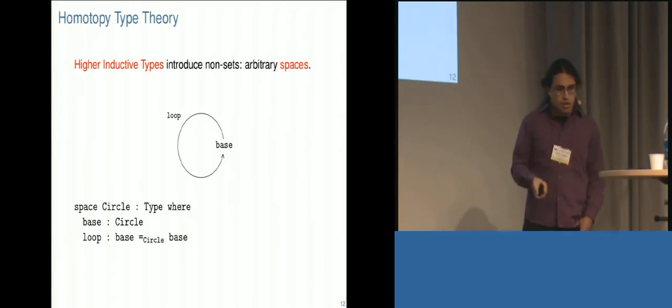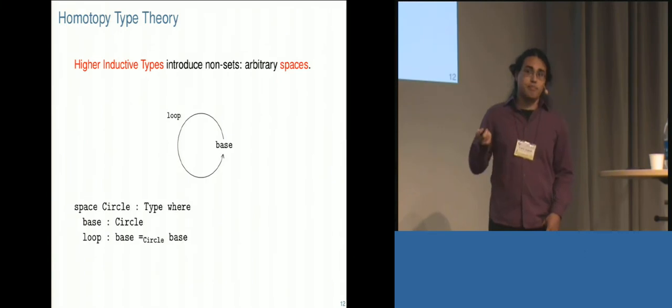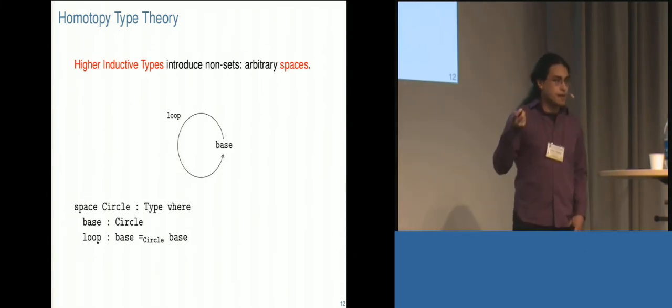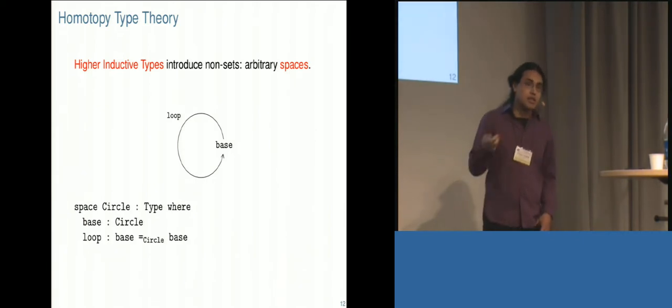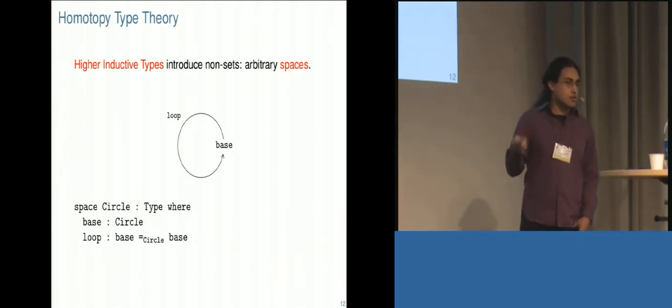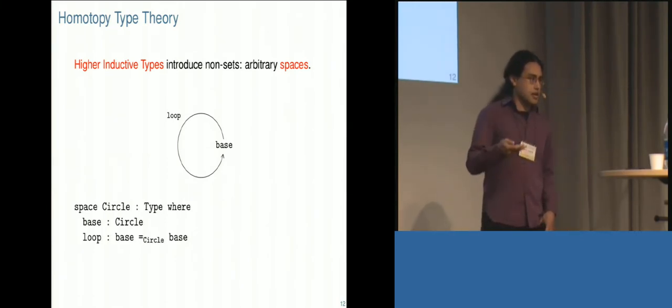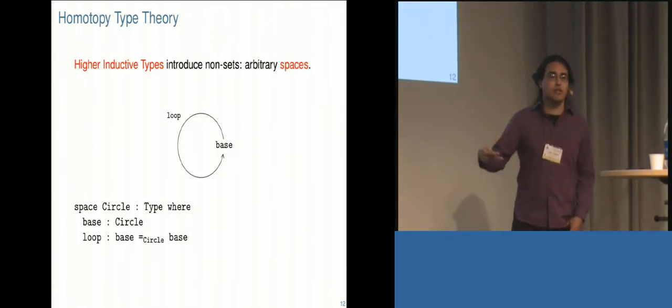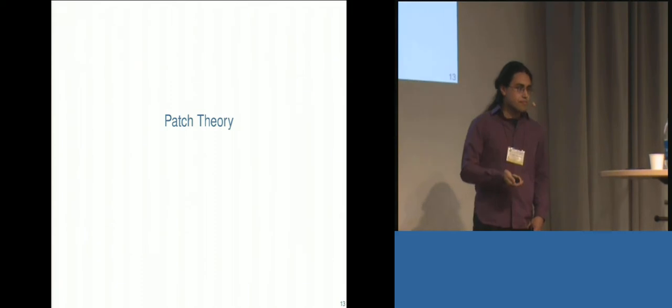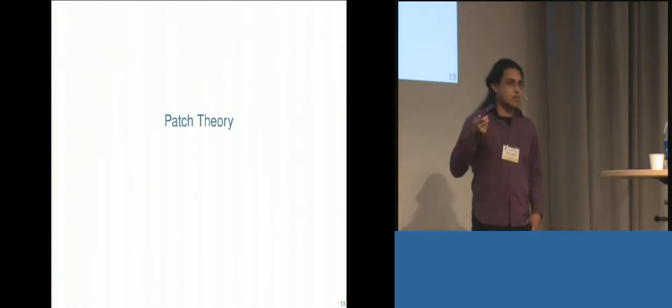So here, the circle is a higher inductive type where there's a point in it called base, and there is an identification called loop, which identifies base with base. Now, because of the groupoid laws, there's also an identification of base with base that's loop composed with loop, and loop inverse, and so on. So it's not that loop is the only identification, but it generates all of them in some sense. Okay, so what is patch theory?